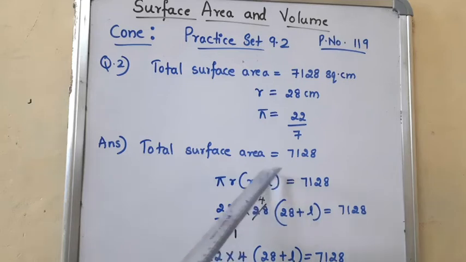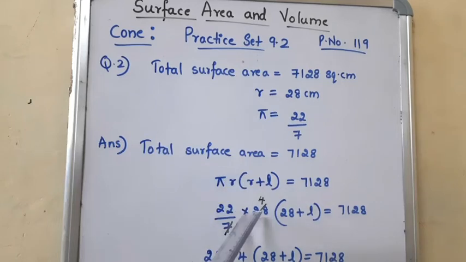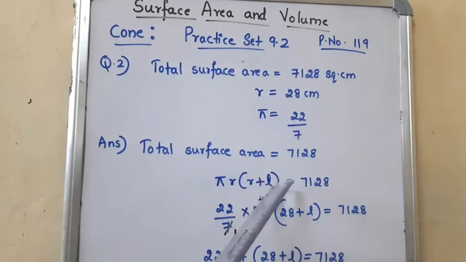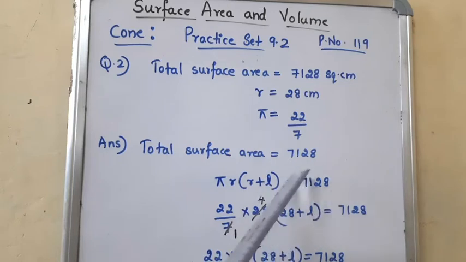Now we will substitute the values which are given. Pi is 22 upon 7 multiplied by r is 28, multiplied by r is again 28, plus L, we don't know, that is slant height. So L we will write as it is, equal to 7128. Now we will follow all these steps.